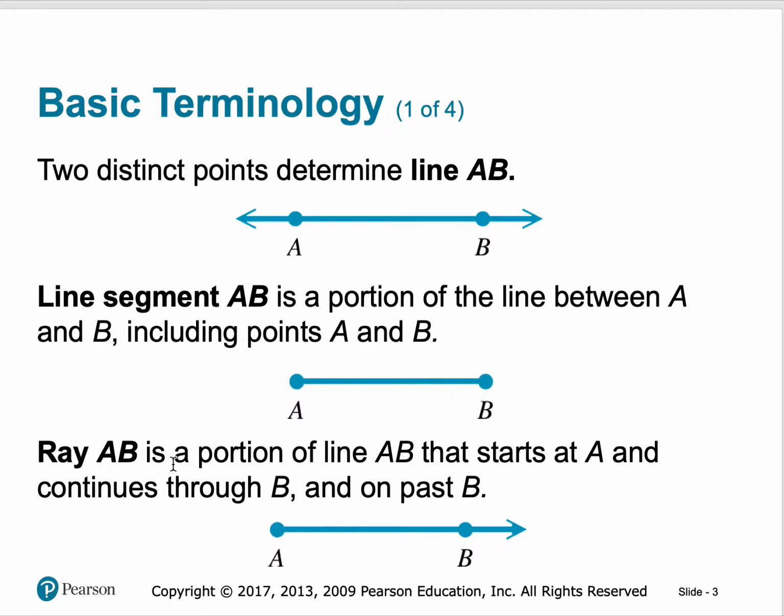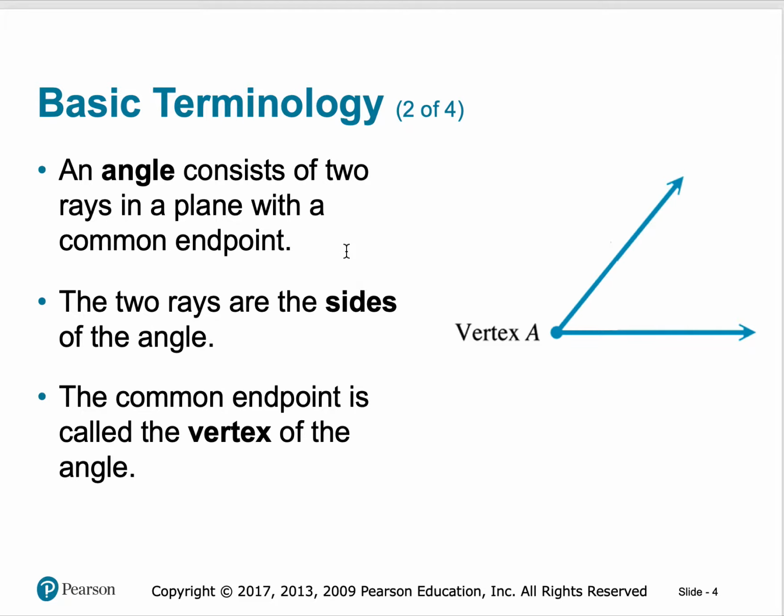Then we have a ray. A ray has one starting point, and then it's going to continue forever in one of the two directions. And when that happens, you have to name a ray using the starting point, but you could use any point after the starting point to name it. An angle is going to consist of two rays because they have a definite starting point and they're intersecting each other and forming an angle. The rays themselves form the sides of the angle, and the endpoint where they intersect is going to be called the vertex.